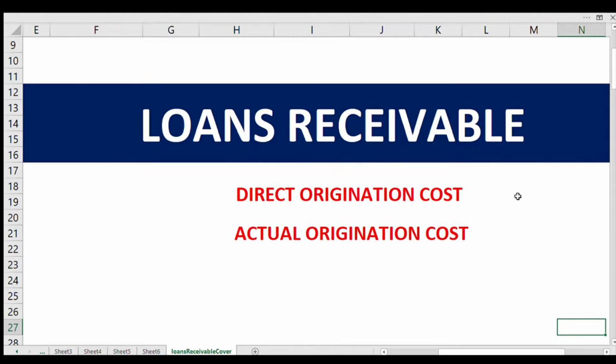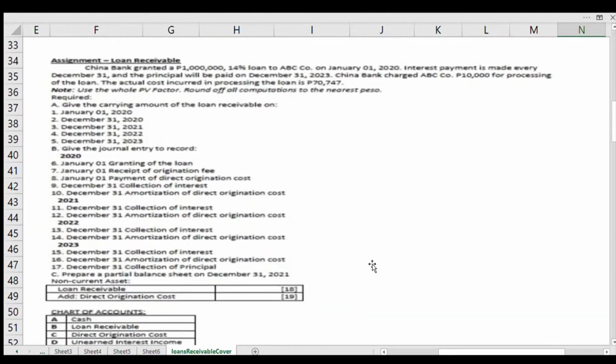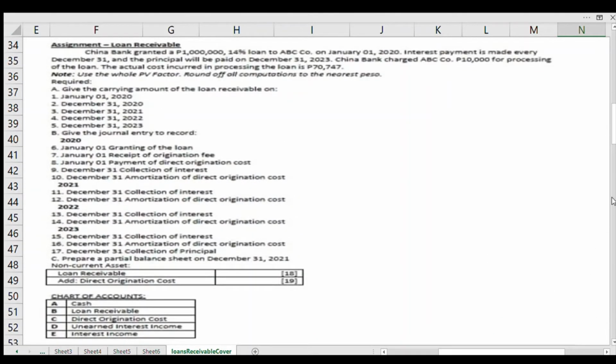How are they related, and how do these accounts affect this loans receivable accounting? So let's do it. So meron tayo ditong problem. Let's solve the problem kung ano yung given dito. So this is just a quick review, and we hope we can tackle this quickly and clearly to everybody. So basahin natin yung problem.